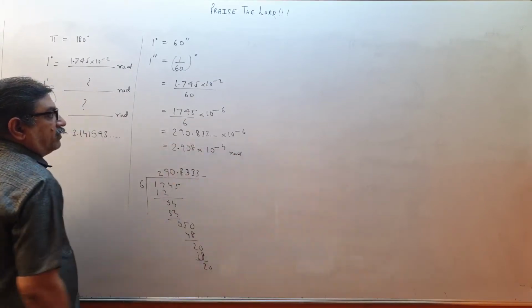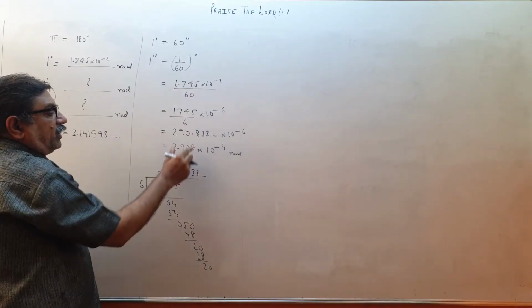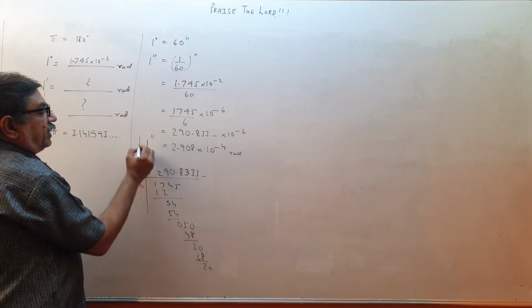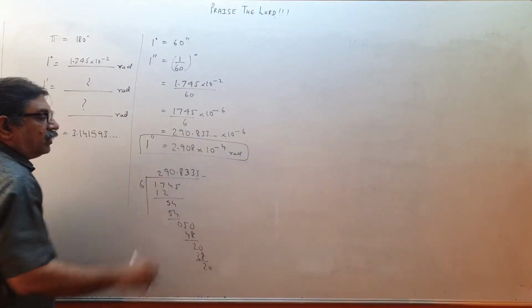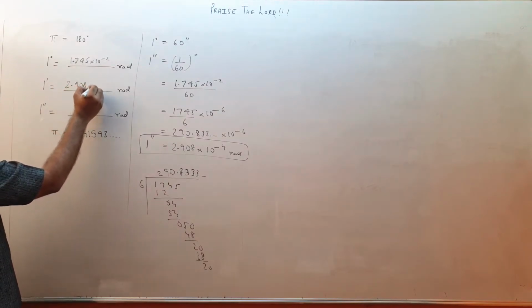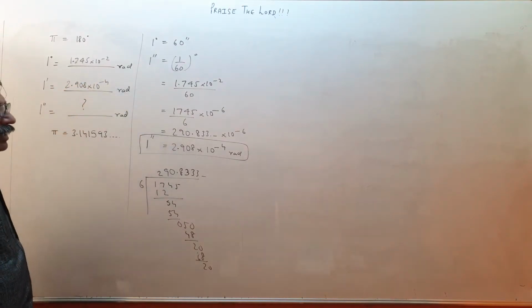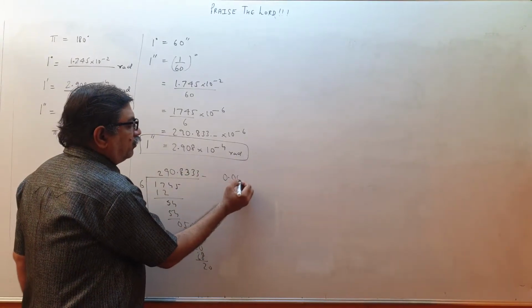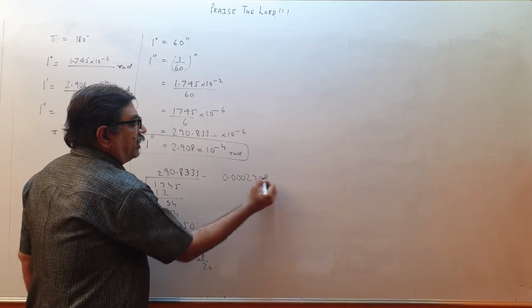I have shifted 2 decimal places. And because there were 4 digits, I should maintain up to 4 digits. Therefore, I rounded off the remaining ones. So 1 minute is these many radians. 2.908 into 10 raised to minus 4. Children, 10 raised to minus 4 means we have to divide by 10,000. So this number will become 0.0002908. It is very small.